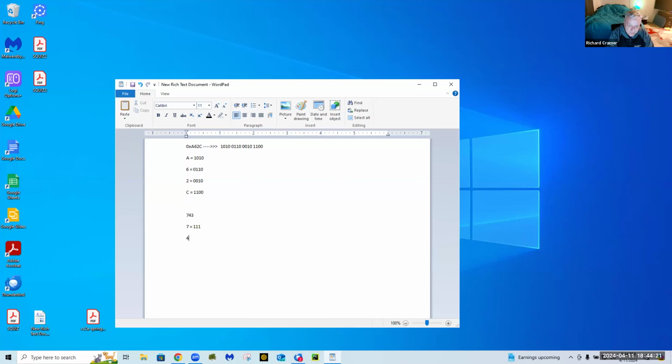4 is 100. 3 is 011. So this in octal is 111 100 011. Somebody check me, make sure I'm right. And can we convert? I'm not sure.